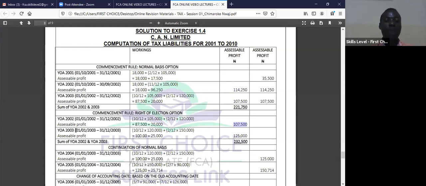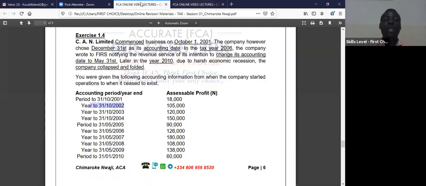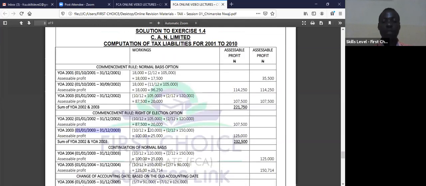Then you go to the next one. It's going to be January 1, 2003 to December 31st, 2003. So where do we get your January 1, 2003? Of course, it's going to be here. So you're going to take 10 months out of this 120, the remaining 2 months out of this 150. That is exactly what we did. 10 months out of 120, 2 months out of 150. When you analyze them, this is 100,000, this is 25,000. It gives me 125,000. Once again, you add your second year with the third year.